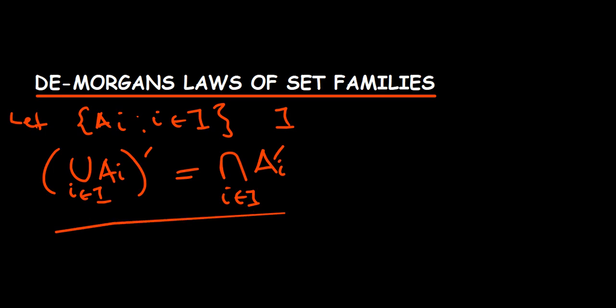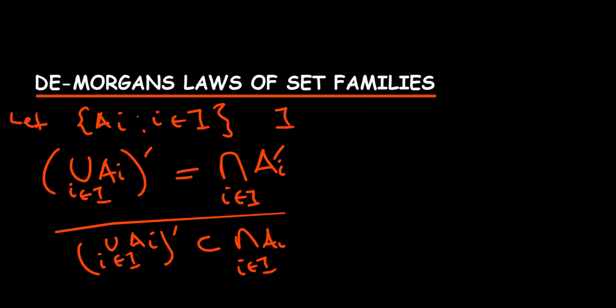Now how do we prove this? So we have to prove that this is going to hold. So in order to prove this, the complement of the union over i, a member of I, of Ai must be a subset of the intersection of the complements of the arbitrary family of sets, and also vice versa. It must be true that this also must be a subset of this other set. It must hold. That's when these two can be equal.